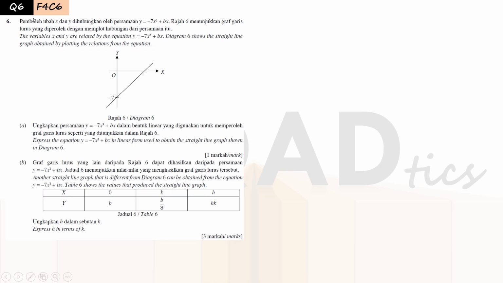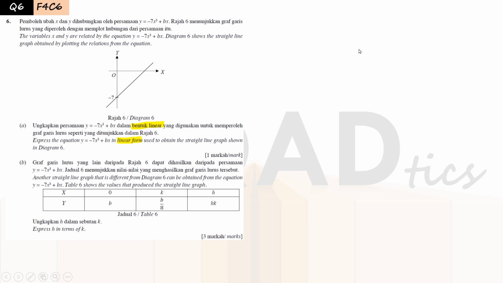The next question focuses on linear law. So here we have the non-linear equation and we have this linear graph from this equation. Alright, so in part A, we need to write out the linear form of this non-linear equation using the clues inside this linear graph.